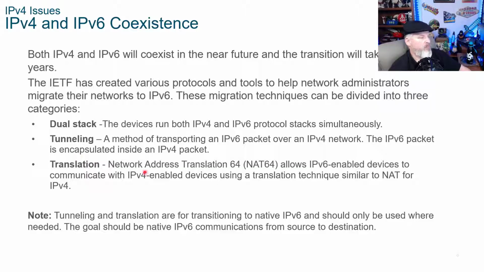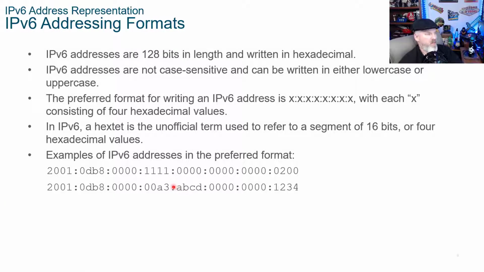And then we have translation. Network Address Translation 64, or NAT64, allows V6-enabled devices to communicate with V4-enabled devices using a translation technique similar to NAT for V4.